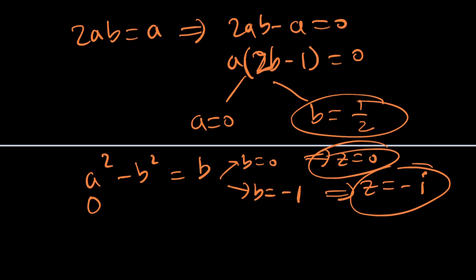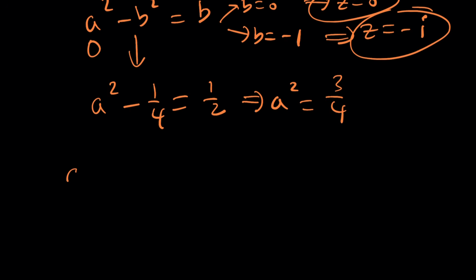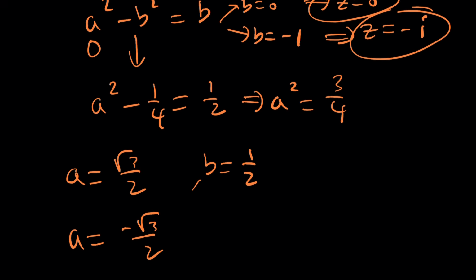Let's go ahead and plug it in because this is going to be more interesting. If b is 1/2, this is going to be 1/4. This is going to be 1/2. From here, a squared is going to be 3/4. If you square root it, you're going to get 2 values, root 3 over 2 and negative root 3 over 2, along with b equals 1/2. This is going to give you the 2 solutions we already talked about.